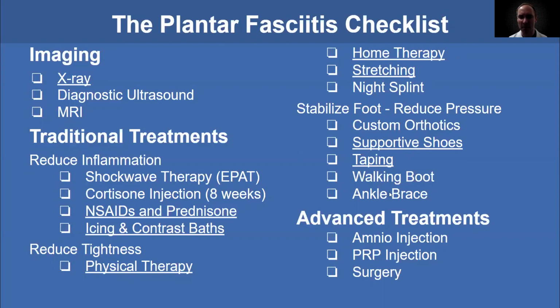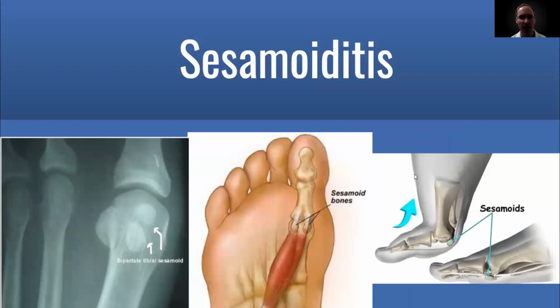I don't use ankle braces that much for this. And then there are some advanced treatments like amnio injections, PRP, or surgery. Surgery, we don't do that much of. We're usually pretty good at getting people better. The biggest problem is when people wait a long time to come in to see us. So they think it'll just get better, and it just doesn't. So that's going to be a challenge.